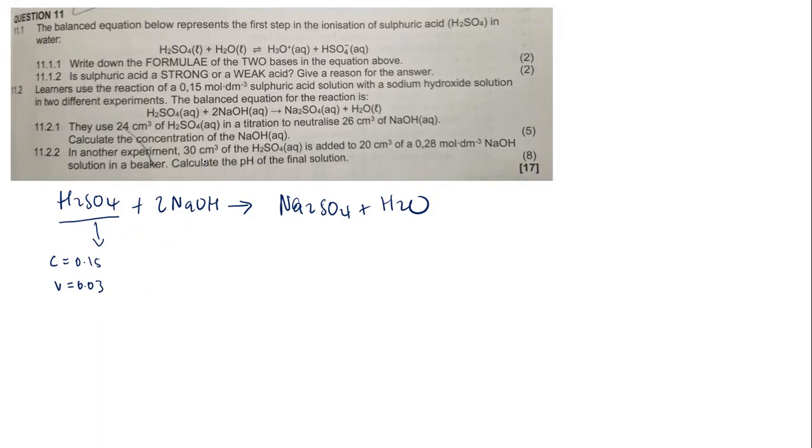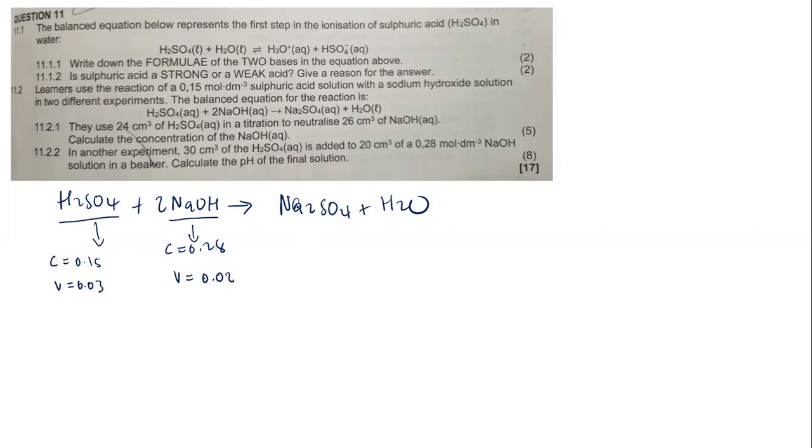And then again, we are also provided the information of sodium hydroxide. Now we also know its concentration. It's 0.28 mole per cubic decimeter. And the volume is 20 cubic centimeters, which is 0.02 cubic decimeters. Remember, we converted that. So in experiment number 2, they mixed these two reactants, and they wanted to determine the pH of the solution.